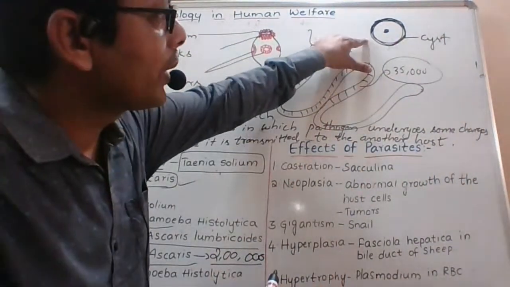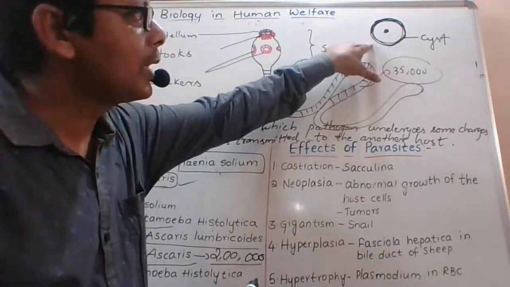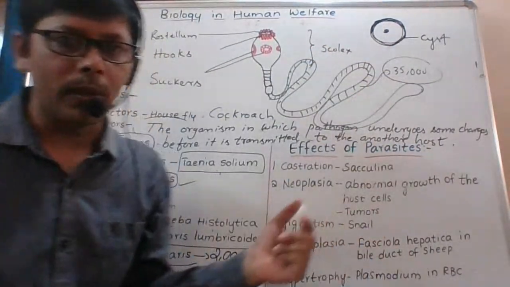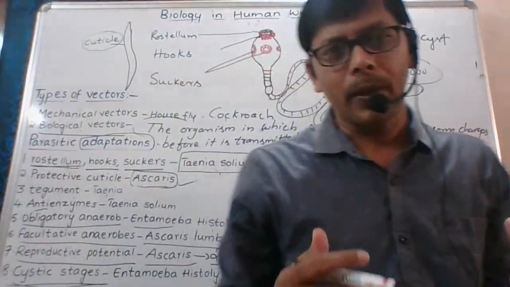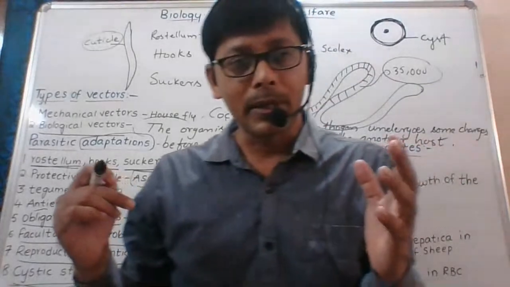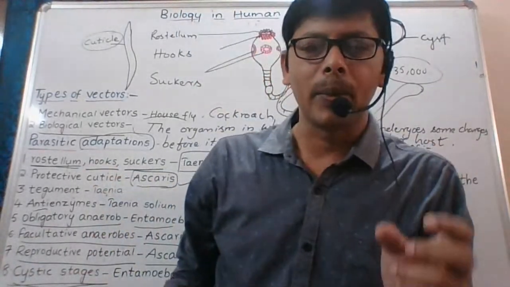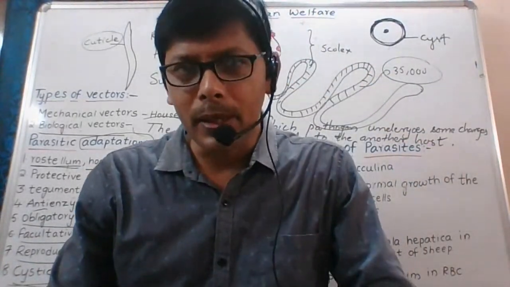What is the significance of this wall? This wall can protect it. It can survive under unfavorable conditions. If I have a disease caused by Entamoeba histolytica, there will be blood motions, amoebic dysentery.